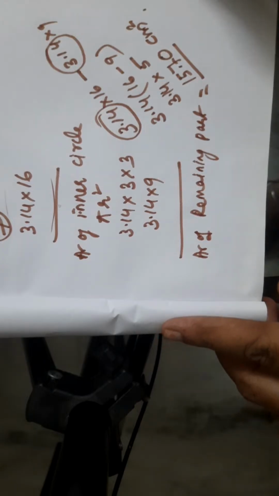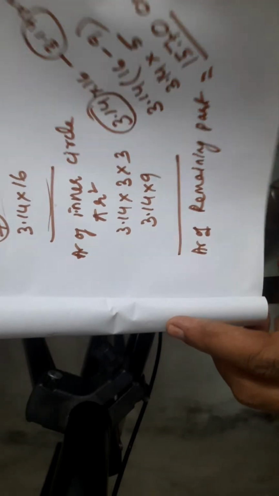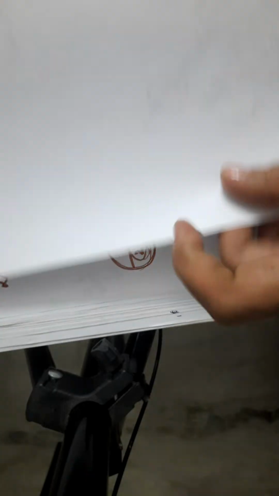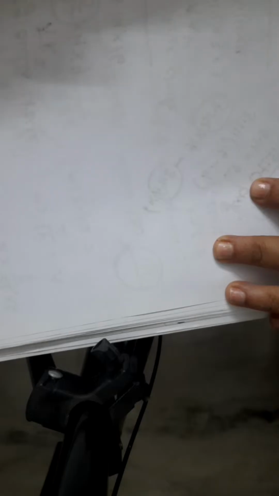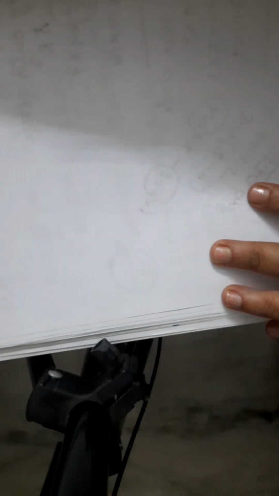Okay, now let's start with the next question. Saima wants to put a lace on the edge of a circular table cover of diameter 1.5 meter. Find the length of the lace required and also find the cost, if the cost per meter is 15.